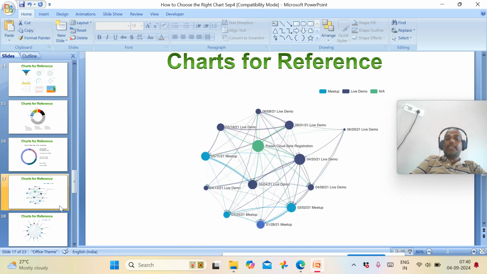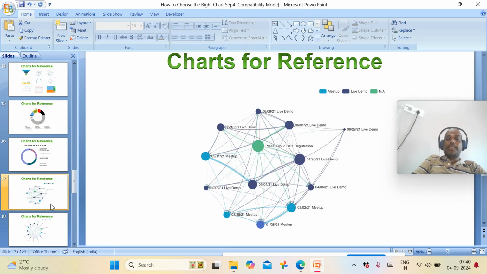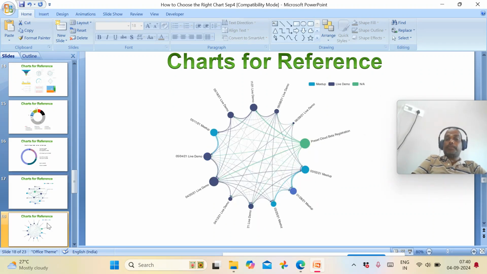And you can see the meetup-wise live demo, not applicable. See how the network diagram is connected. If you want to see all these dates in a circular way, then this would be the best option. See this chart and this chart. This is a network chart. The same network chart we are showing in a circular view, so that you can see the data coherently in an ascending order, so that you can see the categories in an easy way.